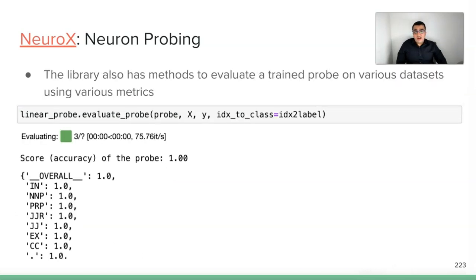Recall that we discussed that after training a probe, the first thing to do is to actually evaluate it. So the toolkit also provides methods to evaluate a trained probe using a wide variety of metrics. It returns not only the overall score of the probe, but also class-wise scores to see if the probe is doing better on certain classes.